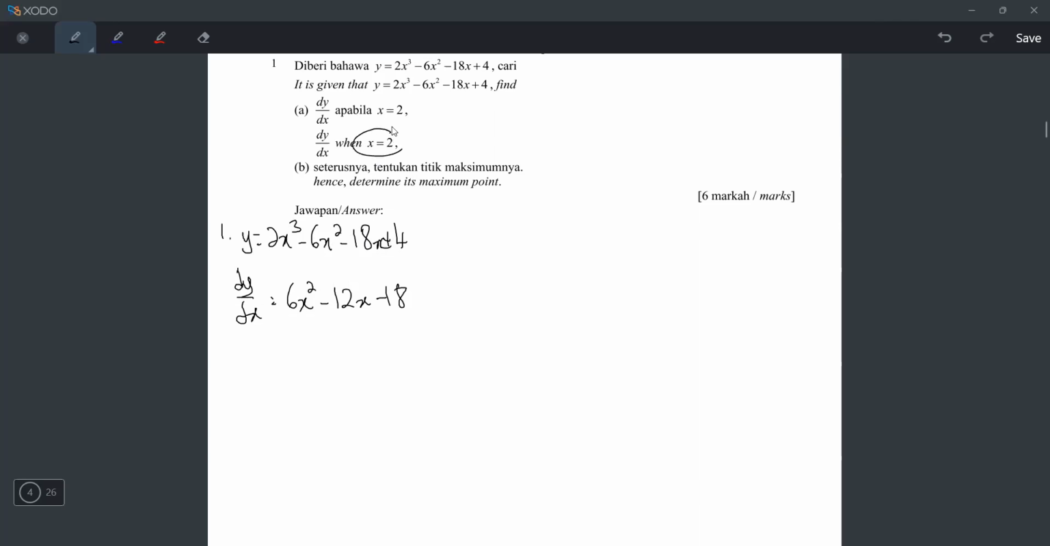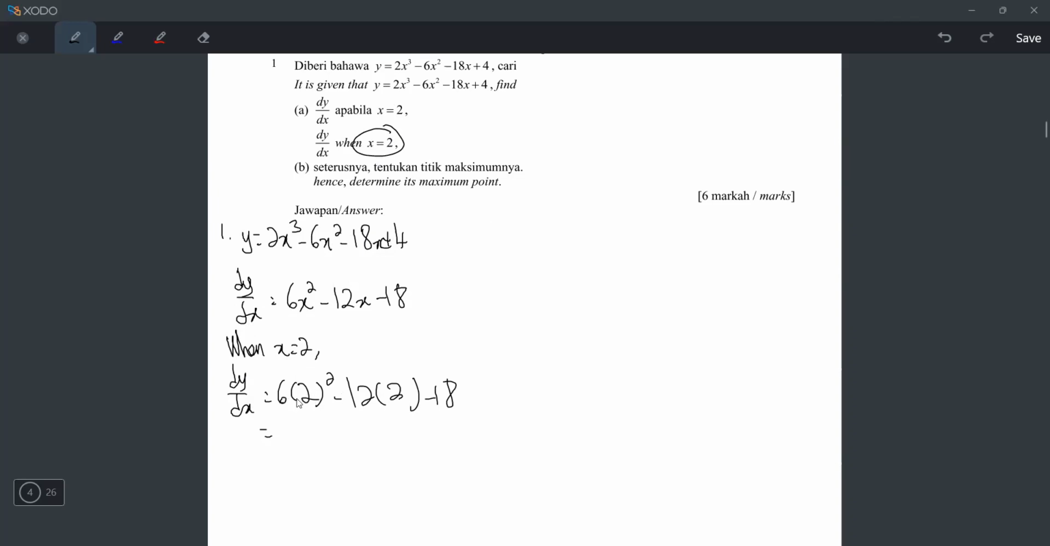But they say find the value of dy dx when x equals 2, right? Means after you differentiate, you have to ganti x equals 2 inside. So your dy dx will be what? Will be 6x squared minus 12x minus 18. So when x equals 2, let's do this.